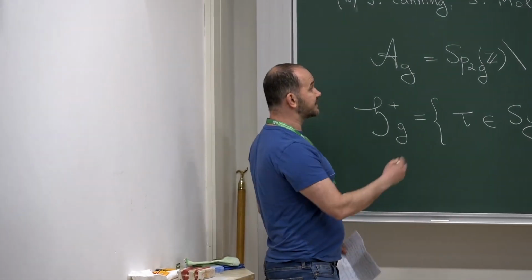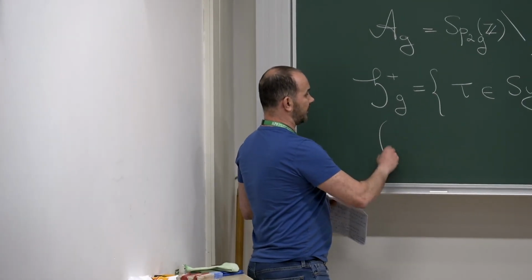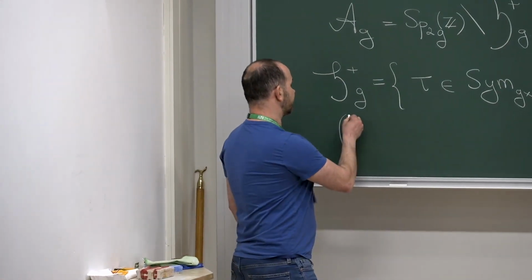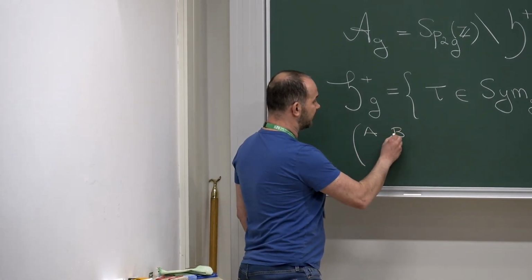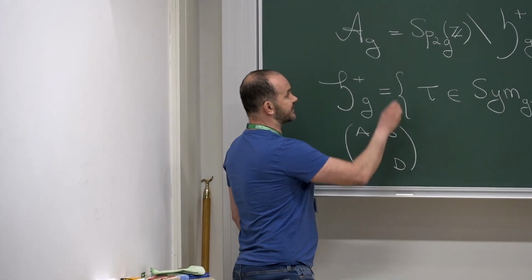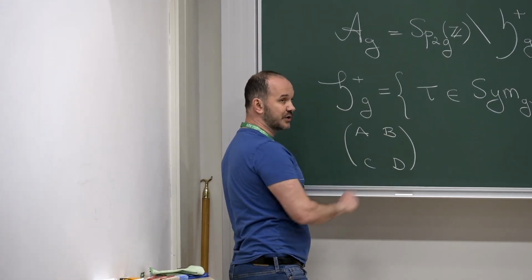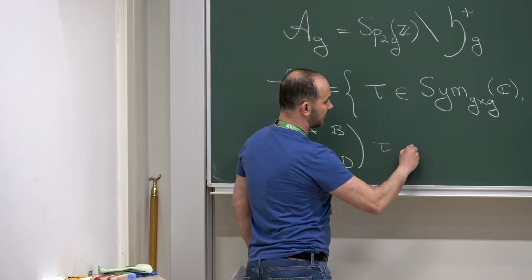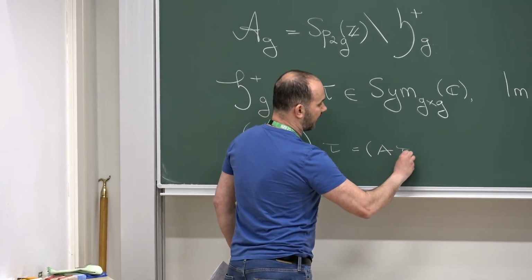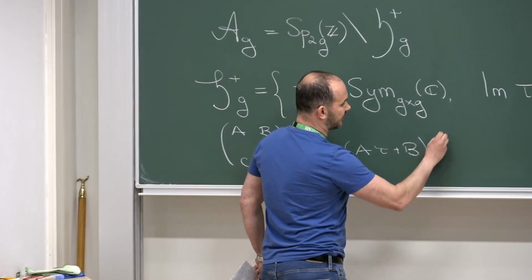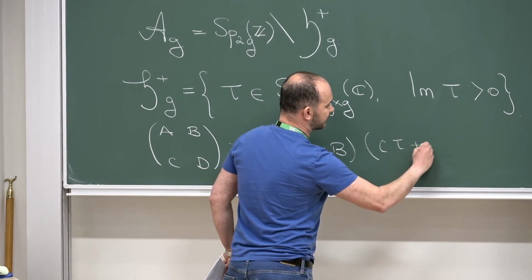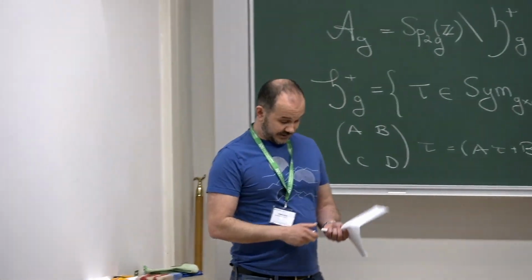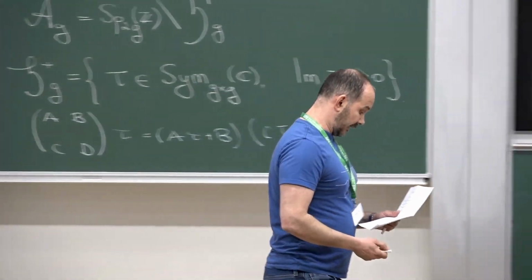The symplectic group acts in the usual way. If G is equal to 1, it would act by fractional linear transformations, by Möbius transforms. If you start with a matrix (A, B; C, D), written in terms of blocks of G by G matrices, it acts on tau simply by (A tau plus B) times (C tau plus D) inverse. You have to prove, I suppose, that C tau plus D is invertible, but that can be done.